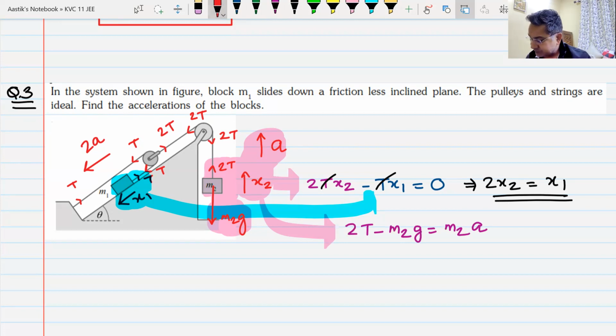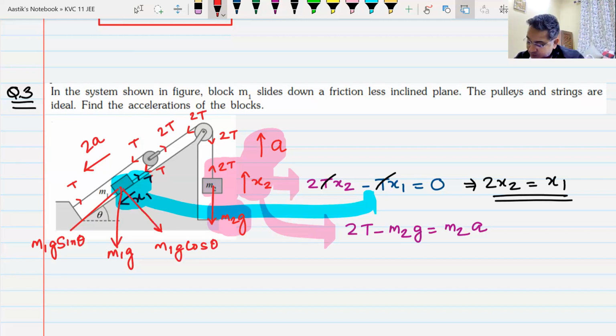For the blue block, remember the weight is m1g downwards like this, but I will have to resolve it because this block is going to move like this. So this component will be m1g sin theta. Do we remember this? Yes or no? And this component will be m1g cos theta, my dear friends. But wait. There is one normal reaction also going upwards. Let me call this N1.